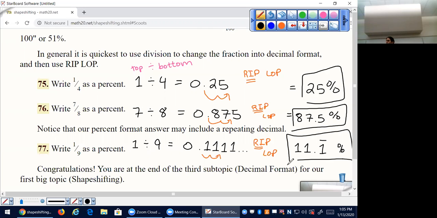Questions about any of those? Okay, sorry again about that. Okay, yay. So as it says at the bottom, congratulations, this is a lot. You can now take anything, fraction, decimal, percent, and switch it to any other of those formats and hopefully understand why it's working.